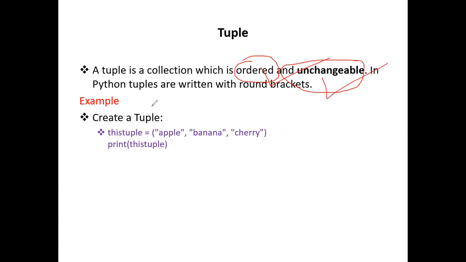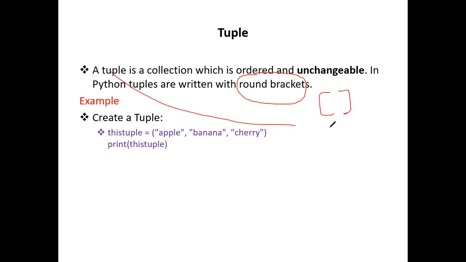Unchangeable. So in Python, tuples use round brackets. Remember it. In list, we have to use square brackets. But for tuple, we have to use round braces.